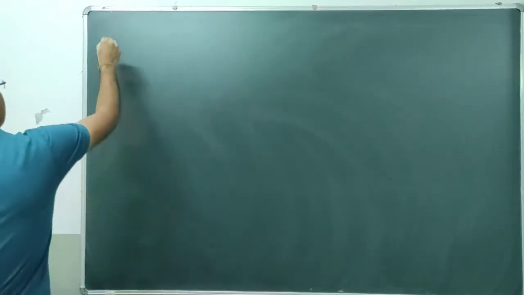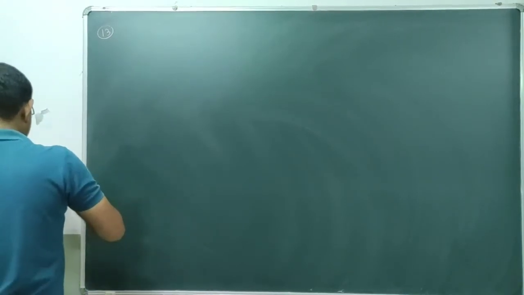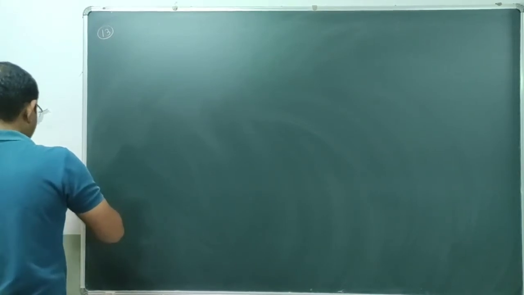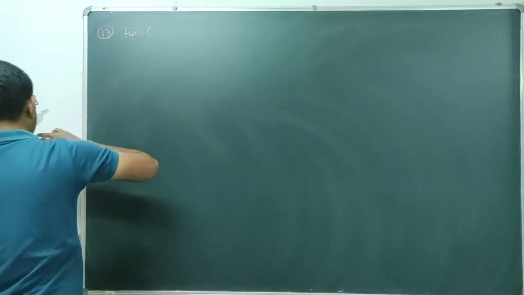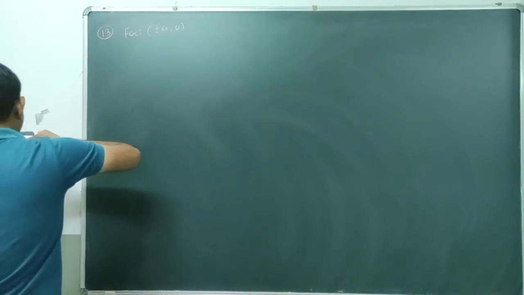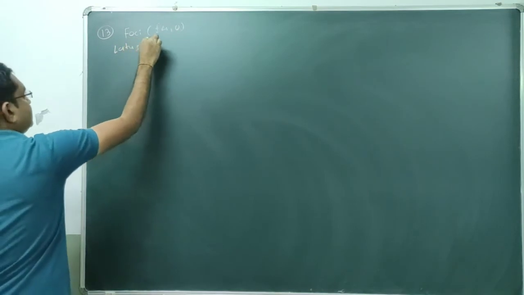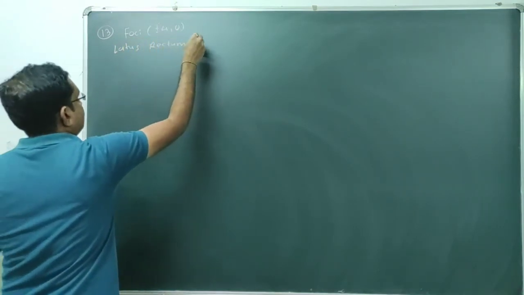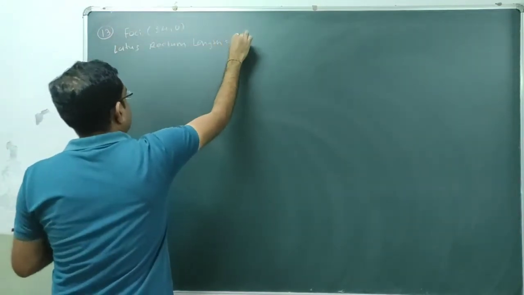Okay students, now question number 13. So here conditions are, find the equation of hyperbola satisfying the given conditions. Foci, coordinates of foci are plus or minus 4, 0 and latus rectum length. बोलो, latus rectum, length of latus rectum is 12. Done.